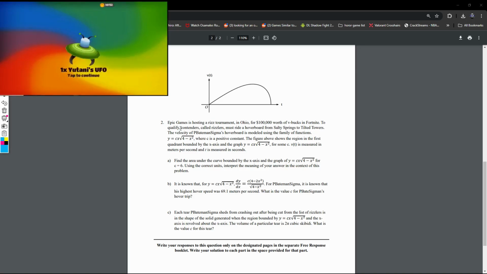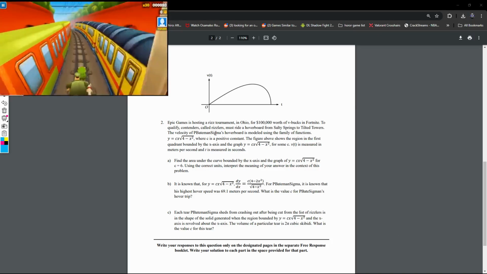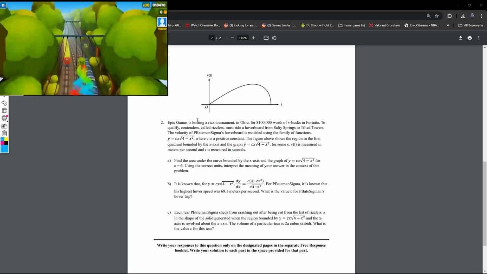Come on, guys. To qualify, contenders, called Rizzlers, must ride a hoverboard from Salty Springs to Tilted Towers. The velocity of P. Bateman Sigma's hoverboard is modeled using the family of functions y equals c of x times the square root of 4 minus x squared, where c is a positive constant.